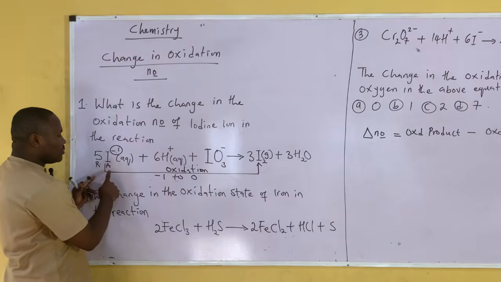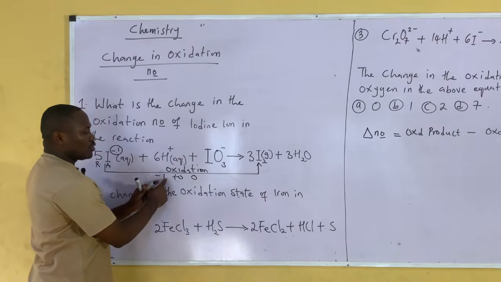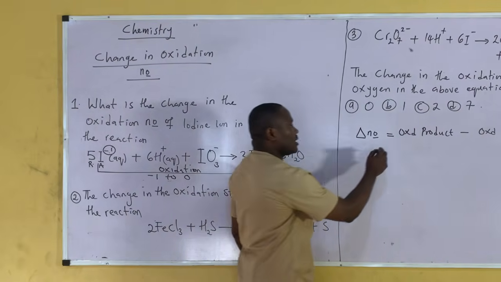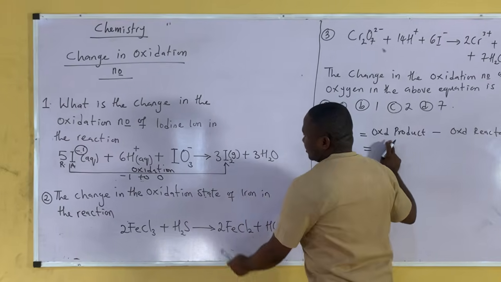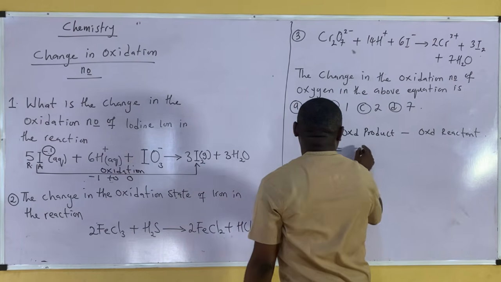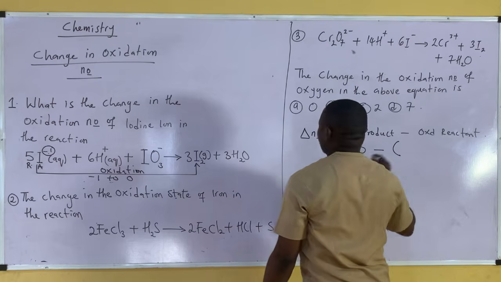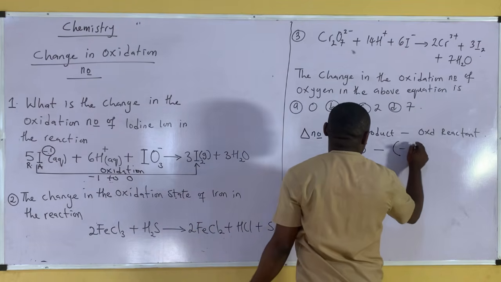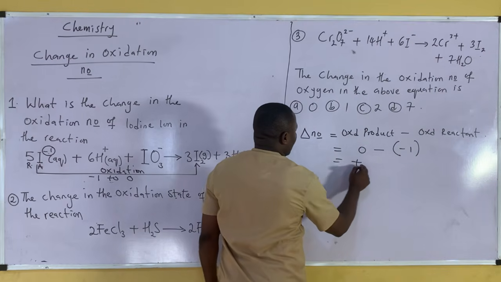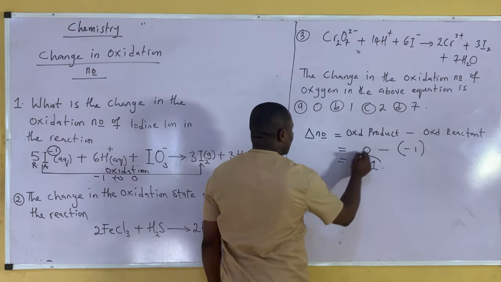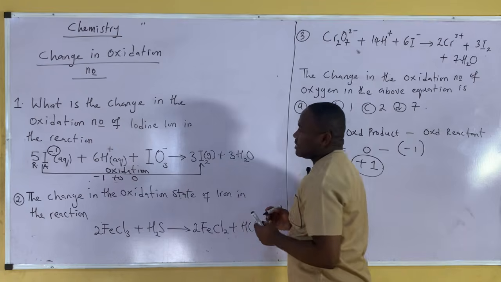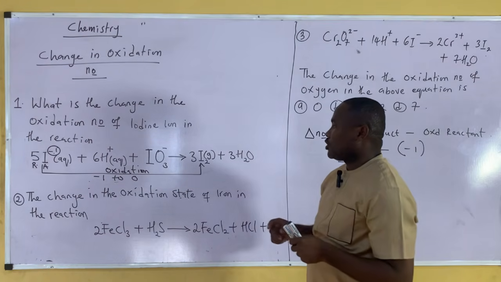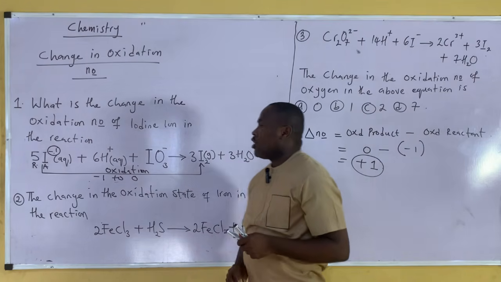So now it means that the change is from -1 to 0. So if I come over here, it means the product is 0 minus, what is the oxidation number of the reactant? -1. -1. So my answer is +1. So the +1 is showing that it's an increase in oxidation number, hence it's called oxidation.